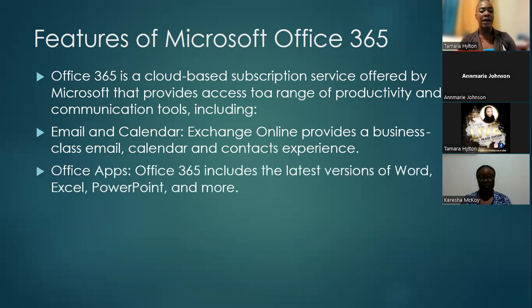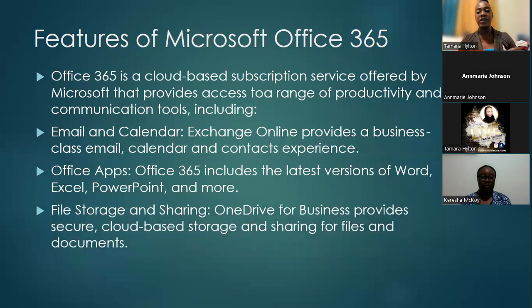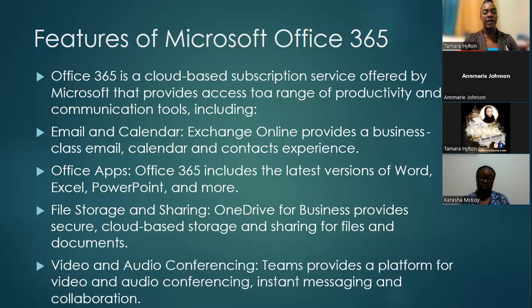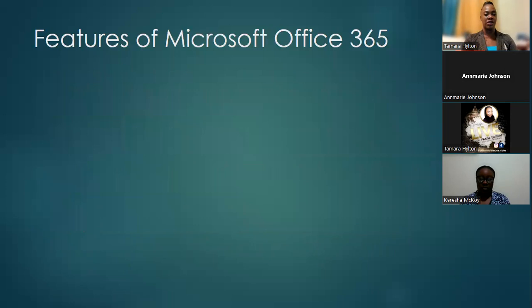There are also a variety of applications available through Office, so Word, Excel, PowerPoint, and of course these are quite recent, the latest versions, and you will see a variety of features also attached to those. File storage and sharing: OneDrive for Business provides secure cloud-based storage and sharing for files and documents. There's also video and audio conferencing. So for meetings and so on, Teams provides a platform for video and audio conferencing. There can be instant messaging and collaboration.